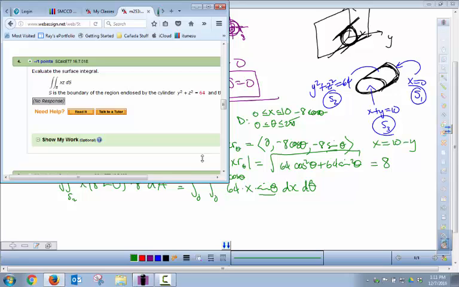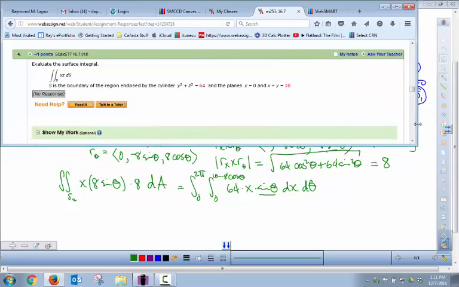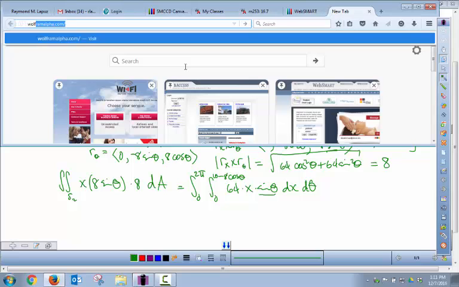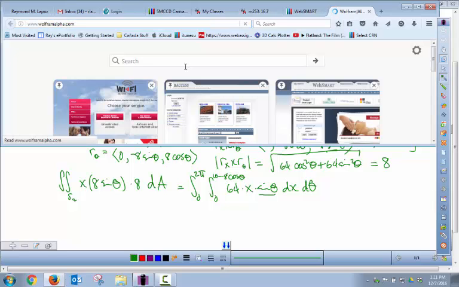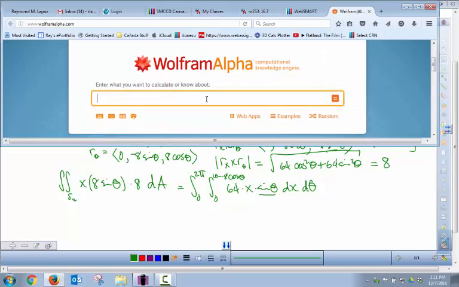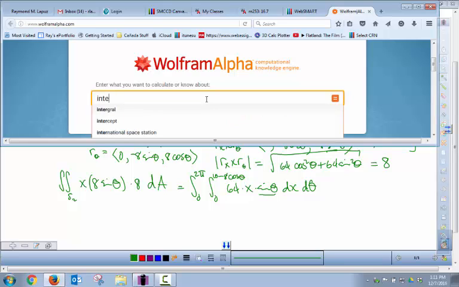All right, so let's call on Mr. Wolfram. I heard him talk. He gave a talk at Stanford, Stephen Wolfram, talking about Mathematica.